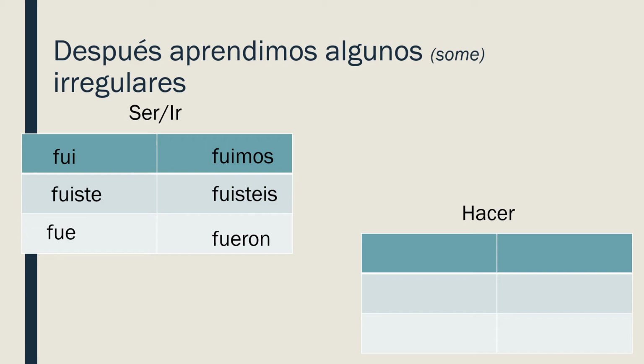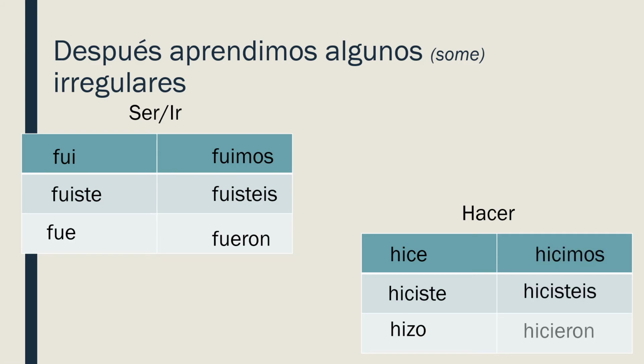Then we did the verb hacer, to do or to make. It's a little weird. Had to memorize it. Hice, hiciste, hizo. Here the C changes back to a Z to keep this sound, with an O. And then hicimos, hicisteis, hicieron. Another verb you had to memorize. All the irregulars you have to memorize because they don't follow the same rule as your regulars.